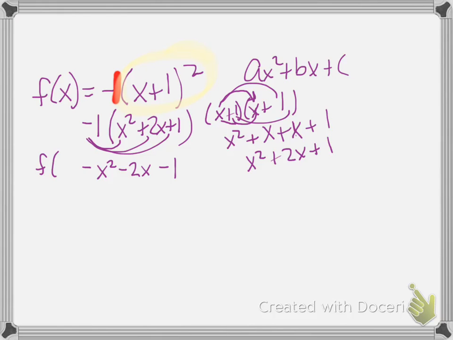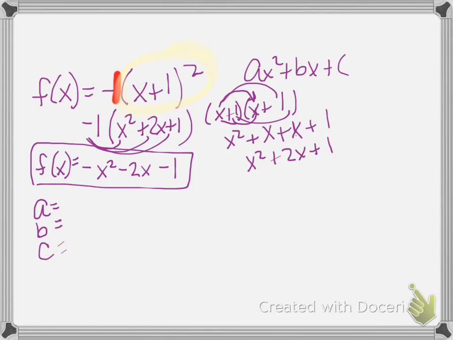So now I have the proper form. You always want to have the proper form before you decide what A, B, and C is. If you don't, that's going to mess you up. So A is negative 1, because it's right here. B is negative 2, and C is negative 1.